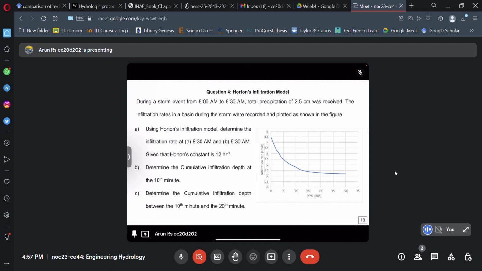The next question is based on Horton's infiltration model. During a storm event from 8 am to 8:30 am, a total precipitation of 2.5 centimeters was received. The infiltration rate in the basin during the storm was recorded and plotted as shown in the figure, so the potential infiltration rate and how it varies with time has been given to us. Using Horton's infiltration model, we need to determine the infiltration rate at 8:30 am and 9:30 am, given that Horton's constant K is 12 per hour. We also need to determine the cumulative infiltration depth at the 10th minute and between the 10th minute and the 20th minute.